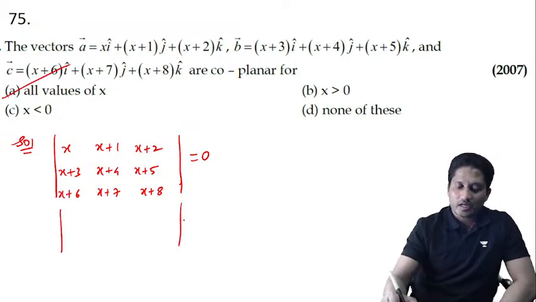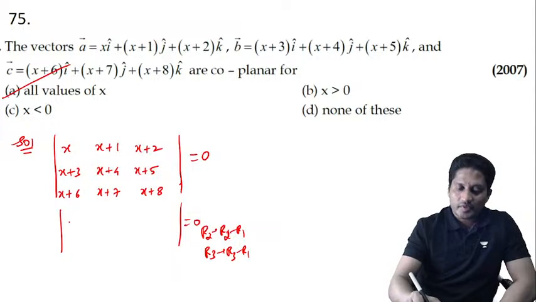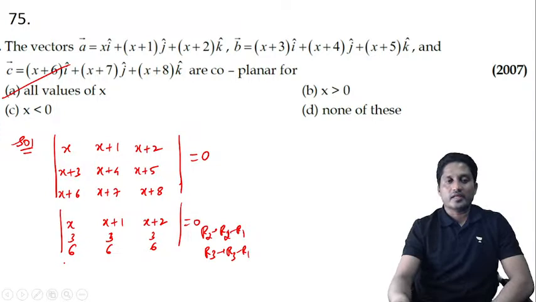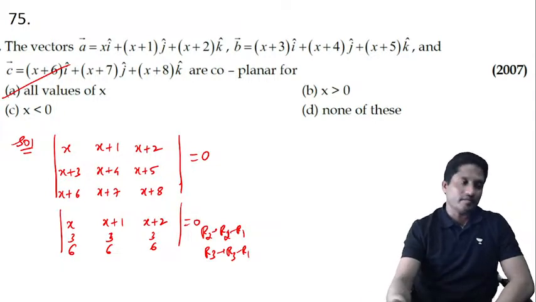Because if I change R2 to R2 minus R1 and R3 to R3 minus R1, you will get x plus 1, x plus 2 in the first row. R2 minus R1 is 3, 3, 3. R3 minus R1 is 6, 6, 6. Second row, third row, take 3 outside. So obviously 6 outside, you get 0. So it should be true for any value of x.